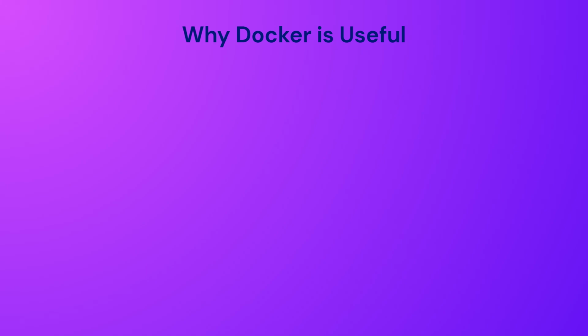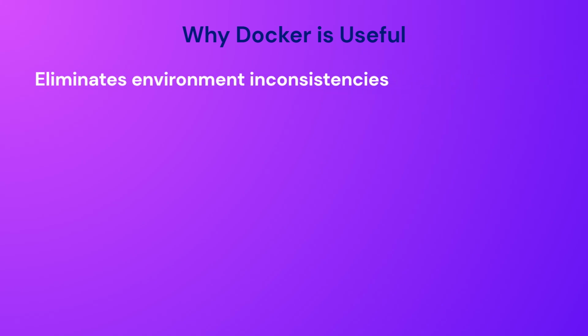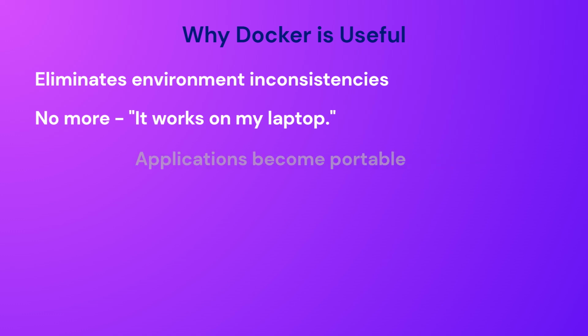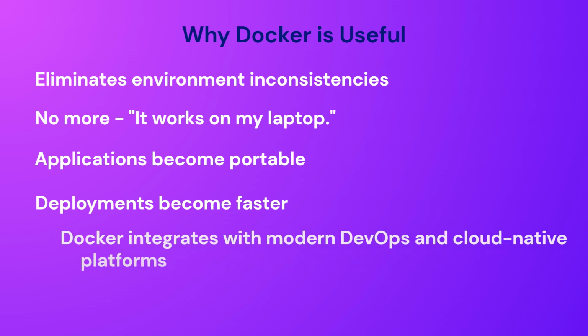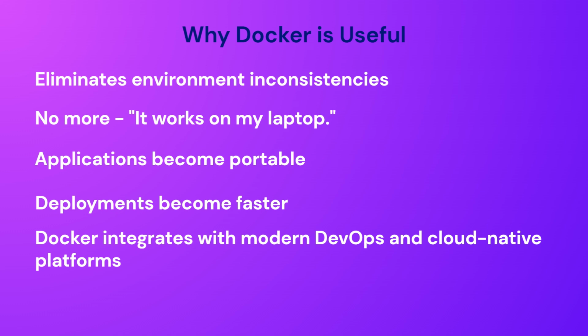Now, why is Docker useful? Organizations adopted Docker because it solves several real world problems. First, it eliminates environment inconsistencies. No more situations where developers say it works on my laptop or it works on my machine. Second, applications become portable. You can move them between systems without a reinstallation. Deployments become faster. Instead of installing software repeatedly, we simply run a container. And Docker integrates naturally with modern DevOps and cloud native platforms.